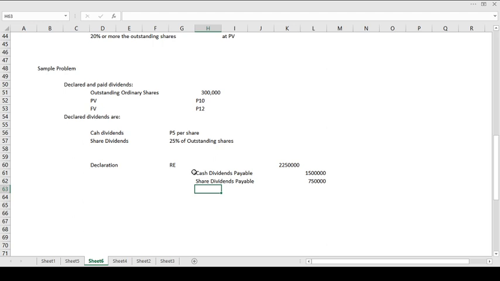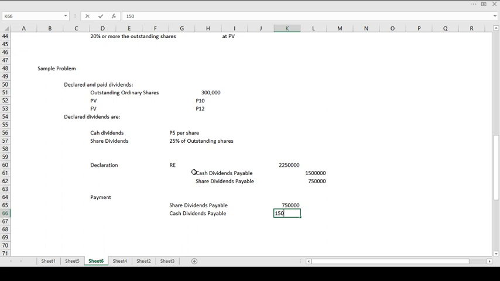How about on the date of payment? On the date of payment, our entry would be debit share dividends payable, which is 75, and then debit cash dividends payable at 150.